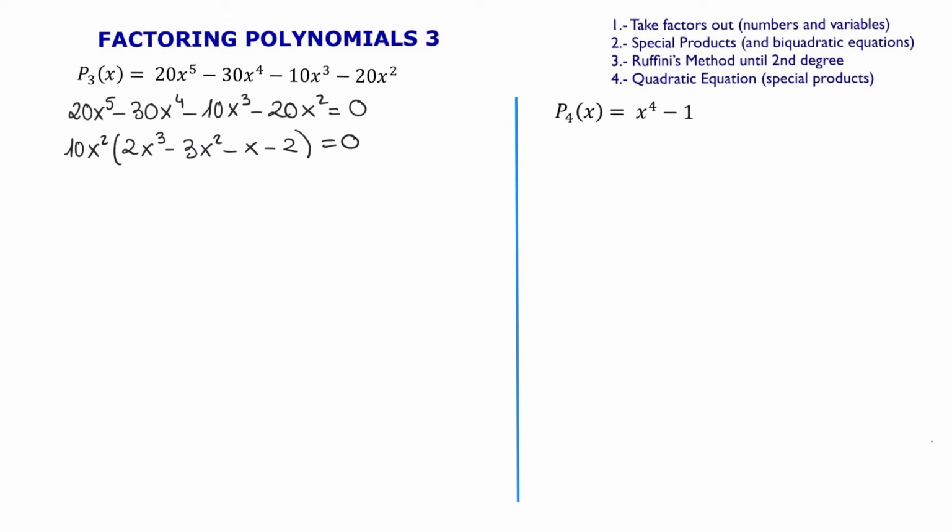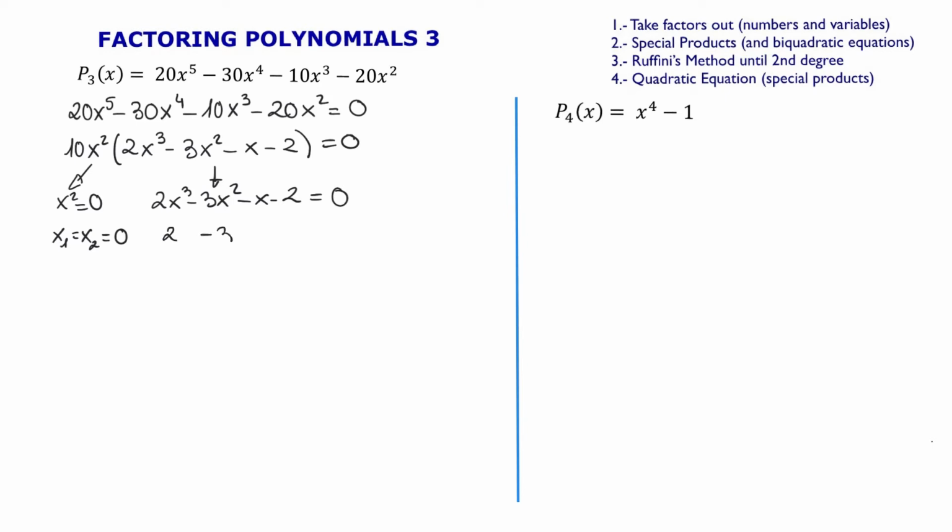This is a product equal to 0, which means that x squared must be 0, or the polynomial 2x cubed minus 3x squared minus x minus 2 must be 0. X squared equals 0 means that we have a double root, x equals 0. And regarding the polynomial, we don't have a special product nor a biquadratic equation. So go ahead with Ruffini's method.